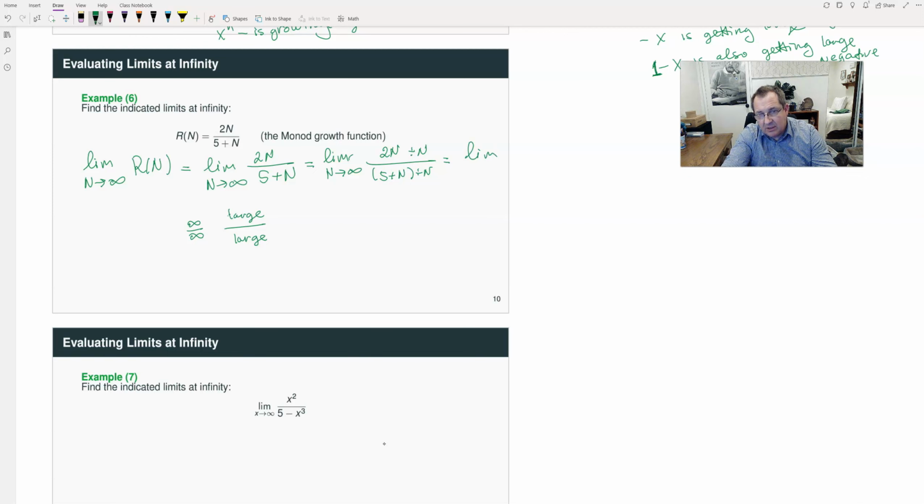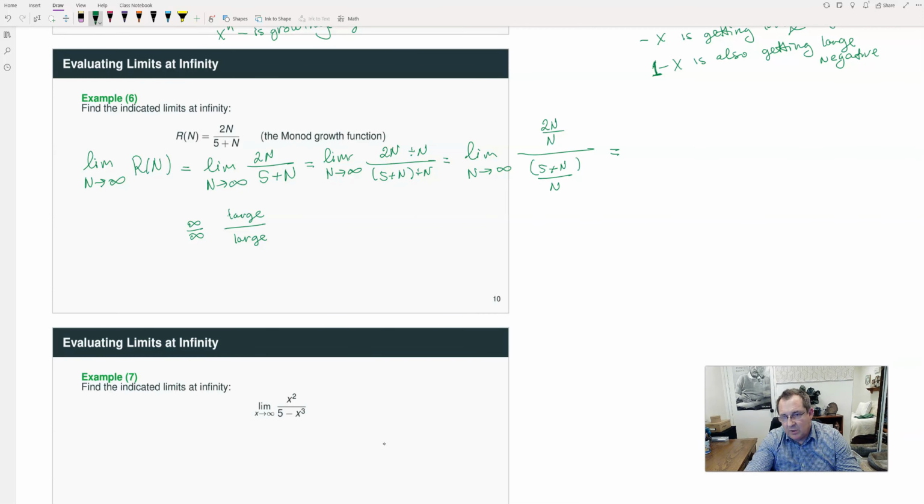Another way to write that division is as follows. You can have 2n divided by n. That's the first fraction. And another one is 5 plus n divided by n. Two different ways of writing the same thing. You can use your favorite.